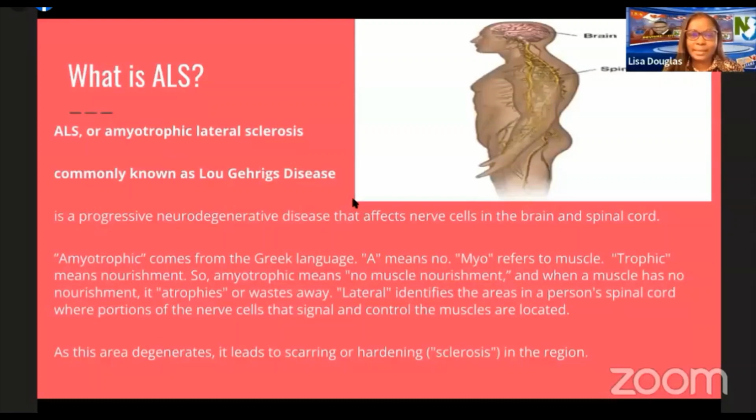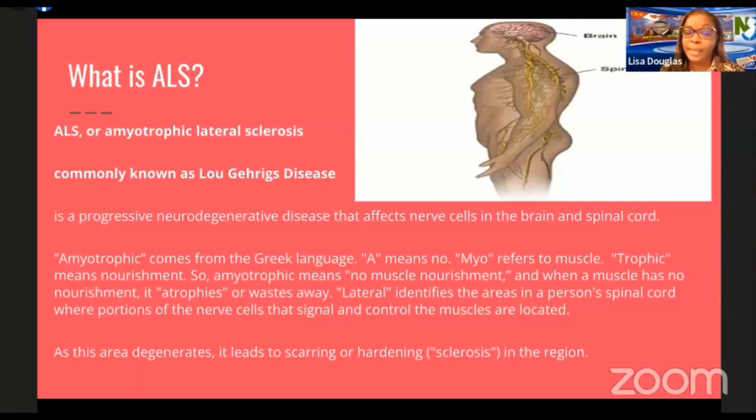So what is ALS? ALS stands for amyotrophic lateral sclerosis, commonly known as Lou Gehrig's disease. It's a progressive neurodegenerative disease that affects nerve cells in the brain and the spinal cord. Amyotrophic comes from the Greek language. A means no, myo refers to muscle, trophic means nourishment. So amyotrophic means no muscle nourishment, and when a muscle has no nourishment, it atrophies or wastes away.